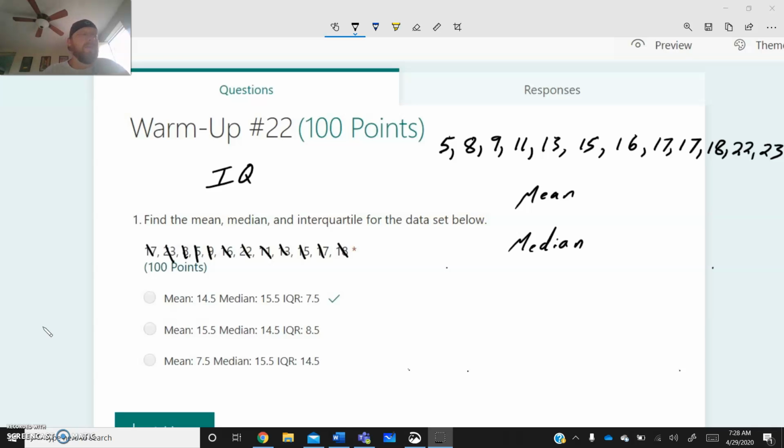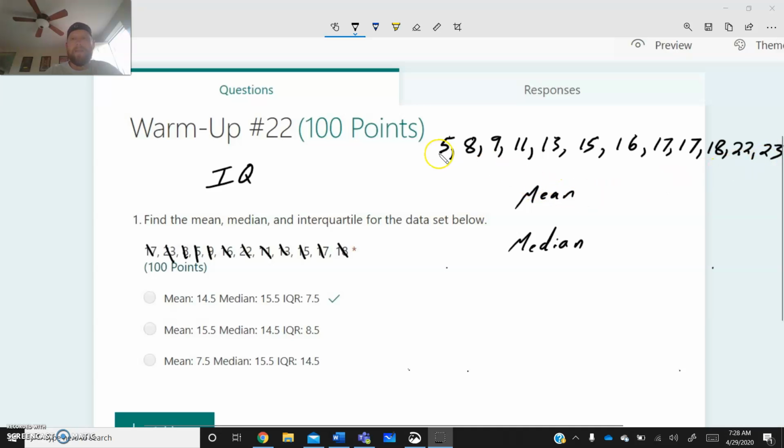Let's go ahead and run through this problem. This one's not too bad. It's just finding the mean, median, and the interquartile range. I've already rewritten them out in order from least to greatest. That's always going to be your first step. I just didn't want to waste time during the video doing it. Looking at it, least to greatest, the smallest number is 5 and the biggest number is 23.